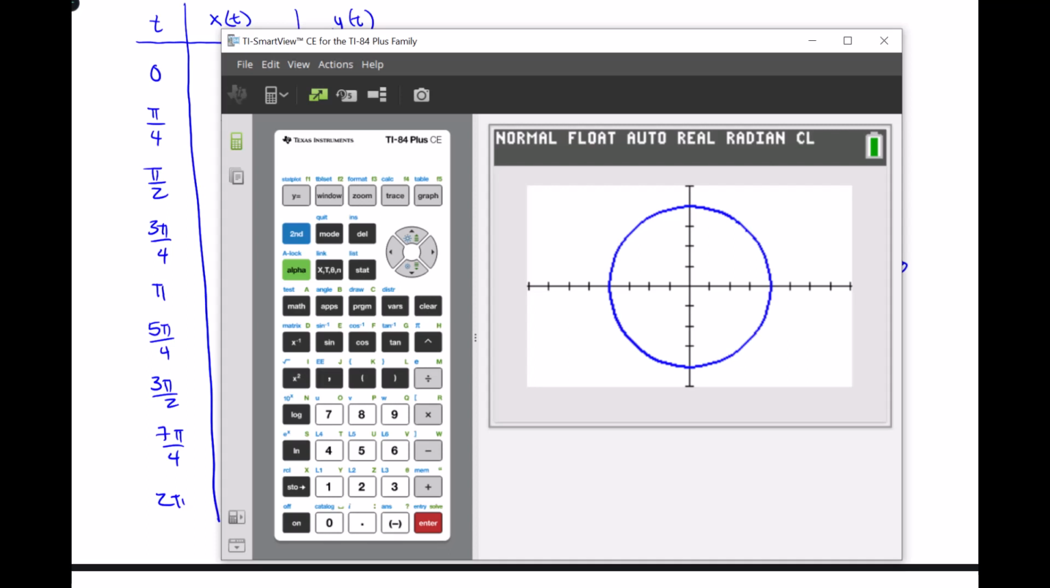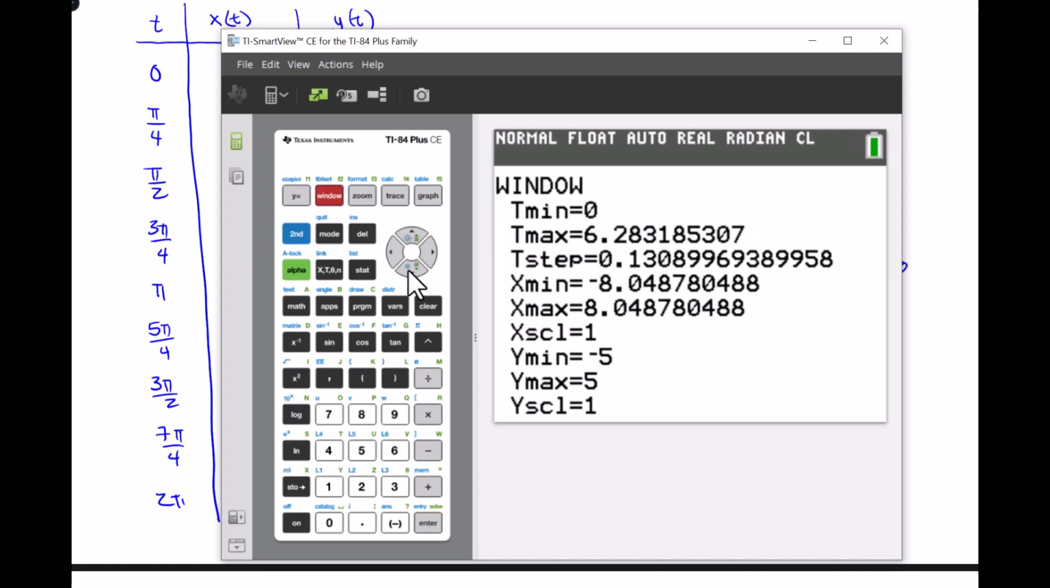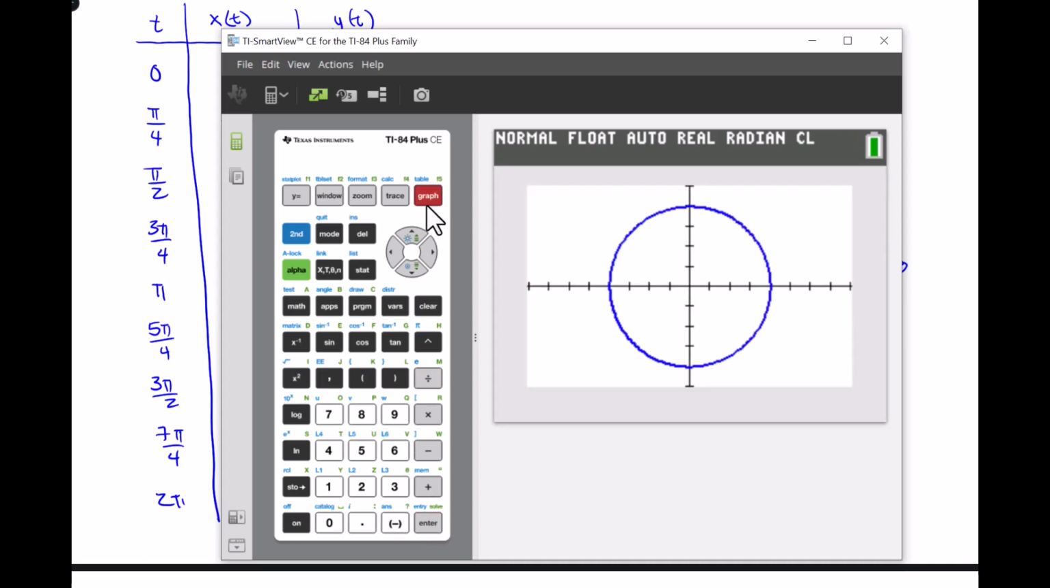Okay, one last thing before I call this quits. I'm going to change t-step to something much smaller. So I'm going to use pi over, let's see, 24 doubled would be 48. Let's do pi over 96. Okay, and I'll hit graph. Okay, that was much slower. I do have a nicer circle, but that was much slower.